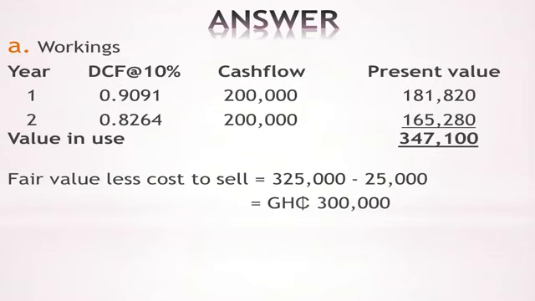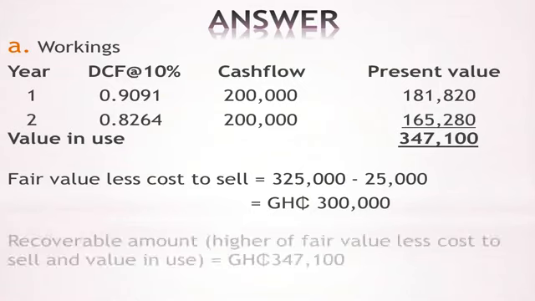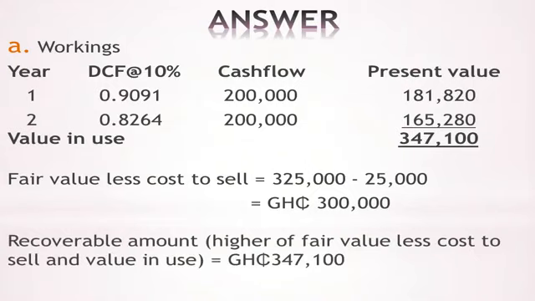Then here we will look for the recoverable amount. Remember, recoverable amount is the higher of the two values. Which one is higher? Value in use here is 347,100, and the fair value less cost to sell is 300,000. So the higher value obviously is 347,100. Yes, so it's the value in use. So our recoverable amount here is going to be the value in use, which is 347,100.